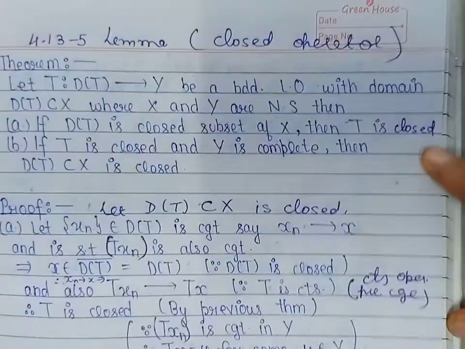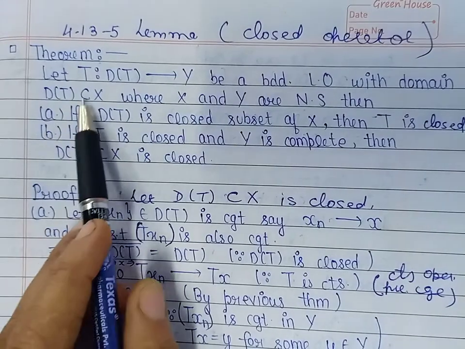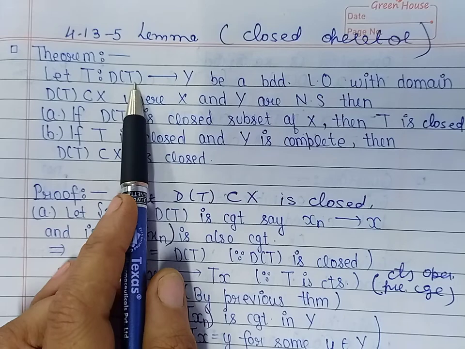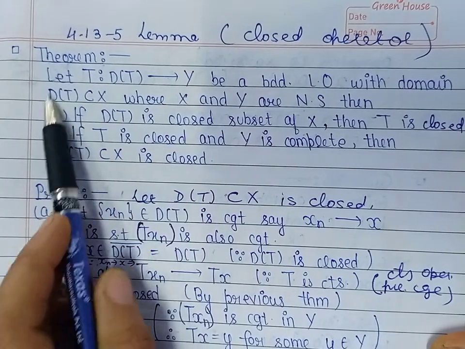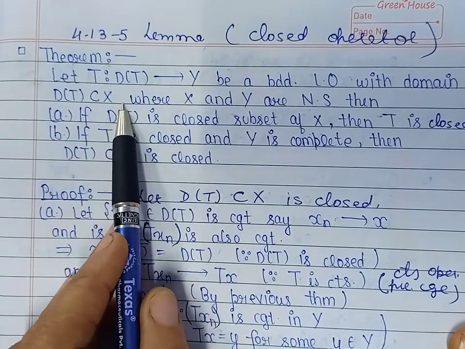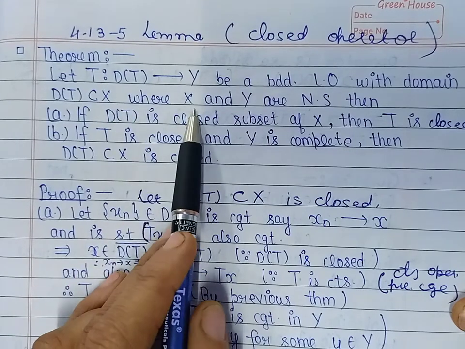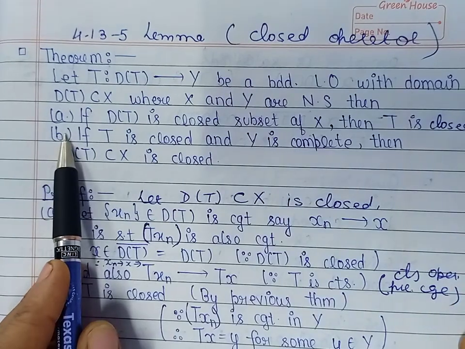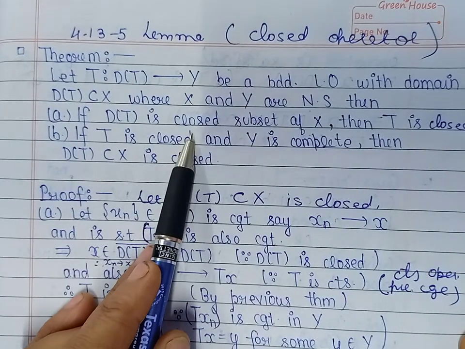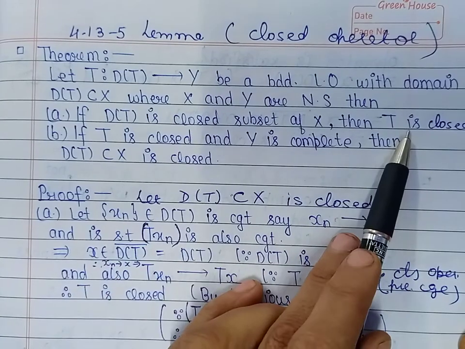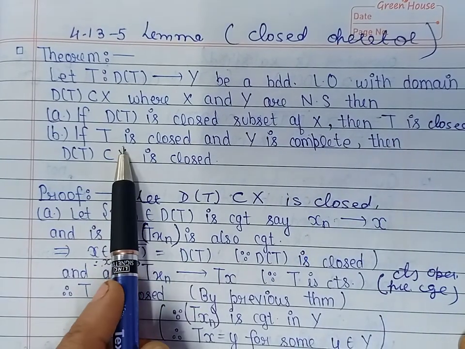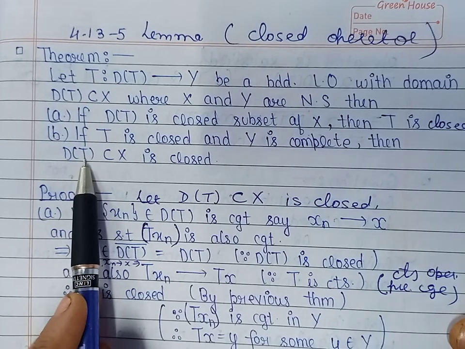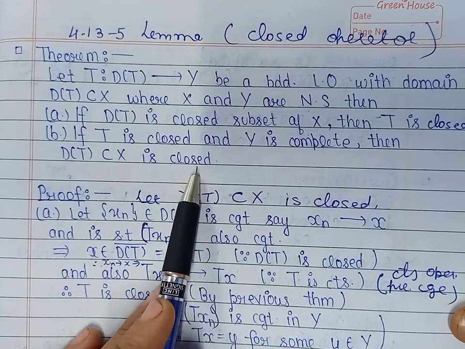Now, next there is a lemma based on closed operators. Let T be a bounded linear operator from D(T) into Y. D(T) is the domain of T, which is a subset of X. X and Y are normed linear spaces. Then we are to prove that if the domain of T is a closed subset of X, then T is closed. And if T is closed and Y is complete, then the domain of T, which is contained in X, is closed.